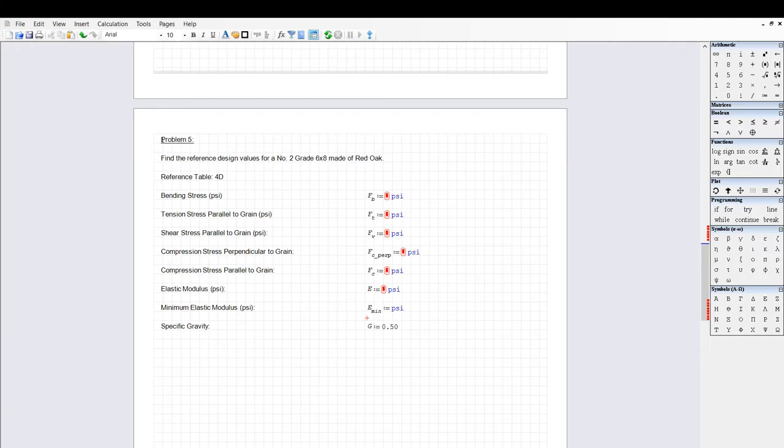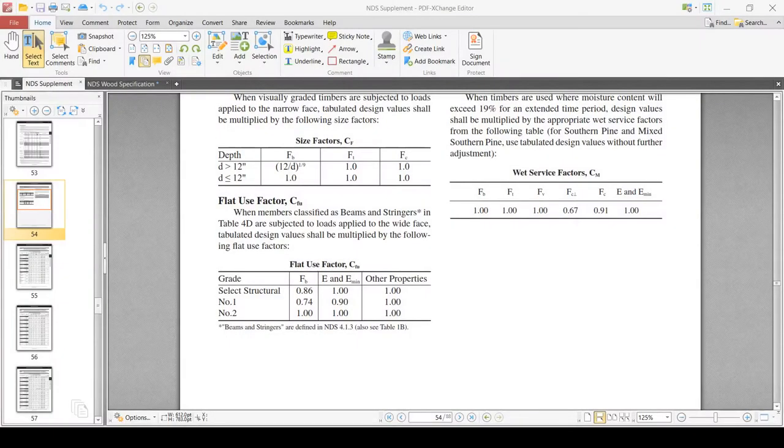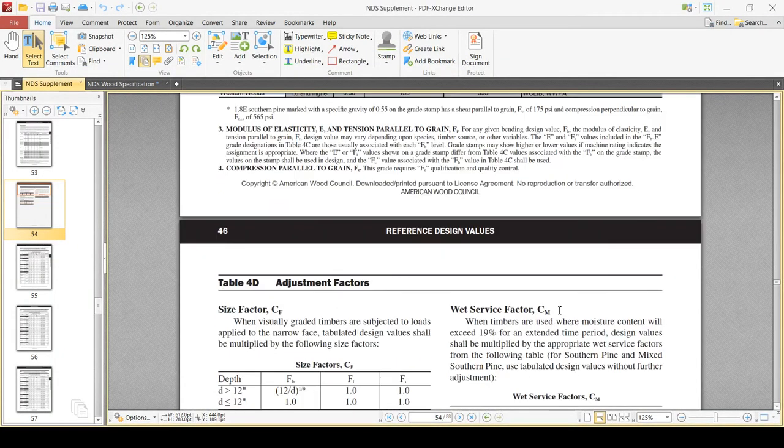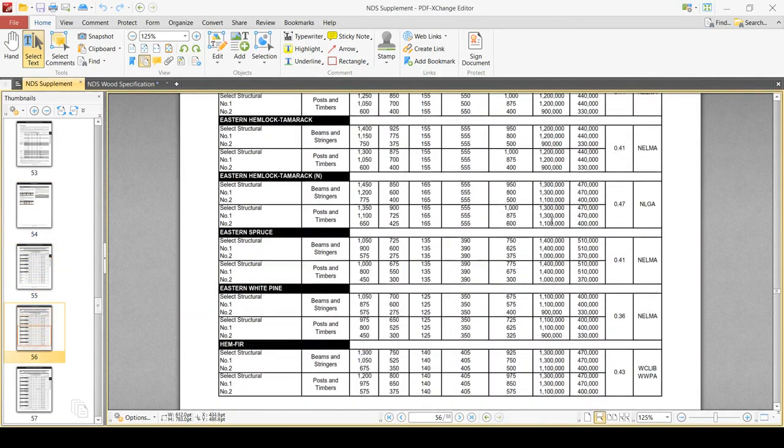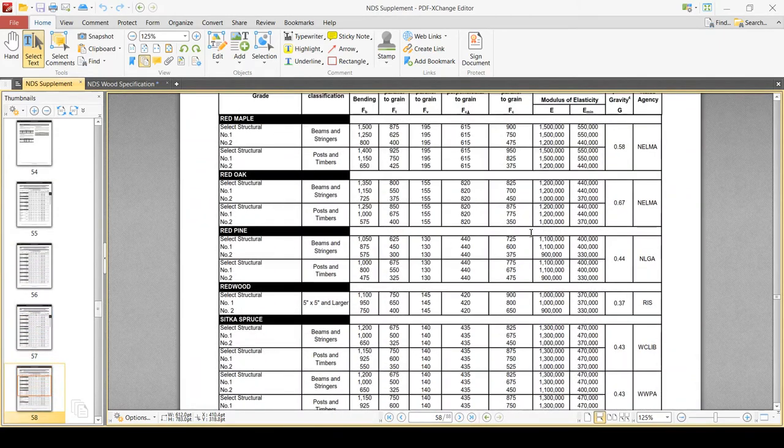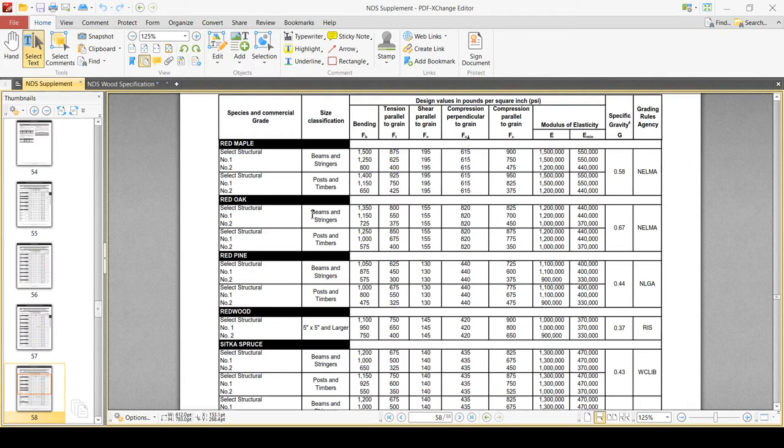Okay, so we're going to go to table 4D now. So these are the adjustment factors, some of the adjustment factors. But anyway, we're going to go down to there is a section specifically for red oak. Oh, look at this. Well, we have the number 2 grade. That's not a problem. But here's the question. There's two different number 2 grades, and it's based on the size classification, and we have beams and stringers and posts and timbers. Now, in a previous lecture, we discussed the difference between these, and this is where it is really important. This is the first place that we see where it's very important.